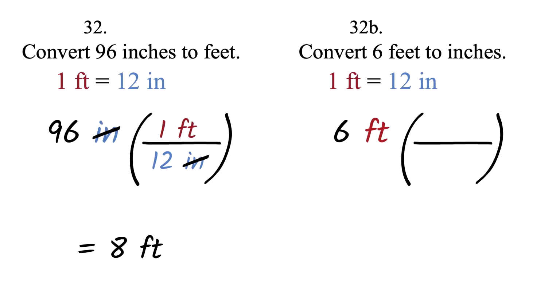Here, we will write 12 inches over 1 foot. The feet can cancel out. We now have 6 times 12 inches over 1. This will give us 72 inches. So 6 feet is 72 inches.